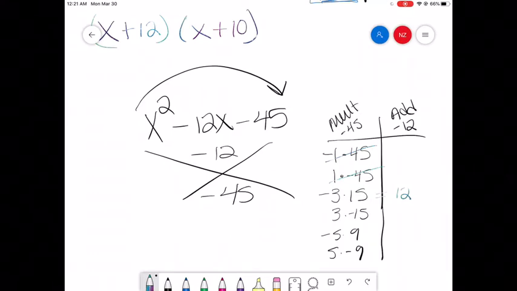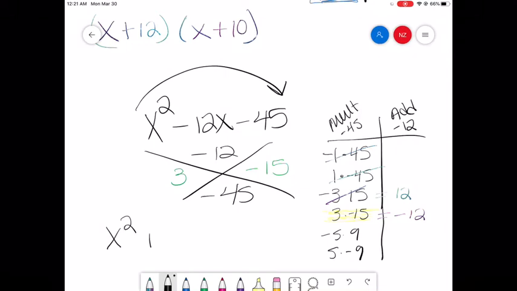But what about if I reverse it? 3 minus 15, now it becomes negative 12, so I think I have my winner here. Okay, so write those in your umbrella. You have 3 and negative 15. So if I write my new polynomial, I have x squared plus my 3x minus my 15x minus 45.